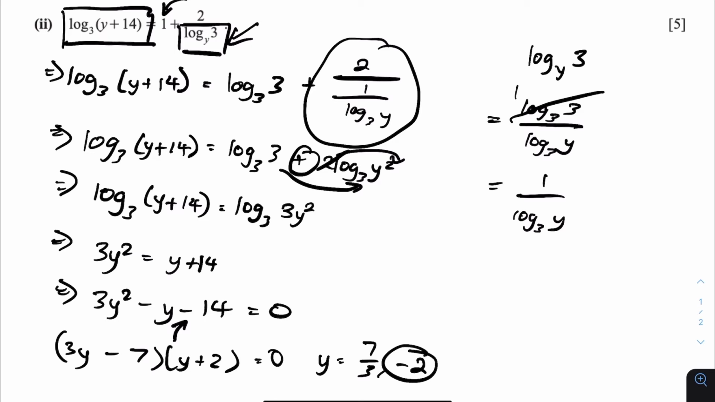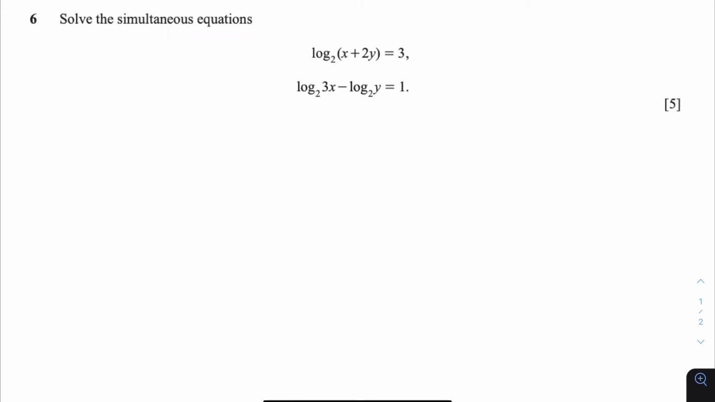So our only value is 7 over 3. y is equal to 7 over 3. And that's correct. Okay, so now let's move on to simultaneous equations with logarithms.